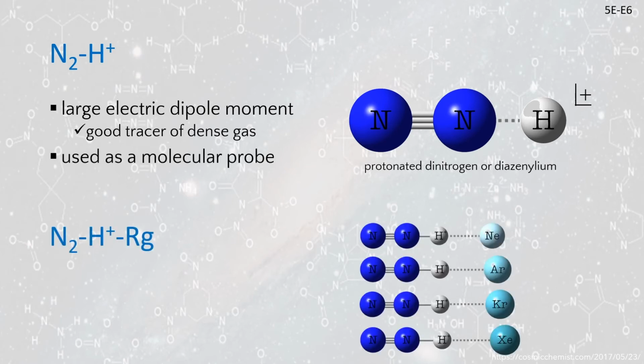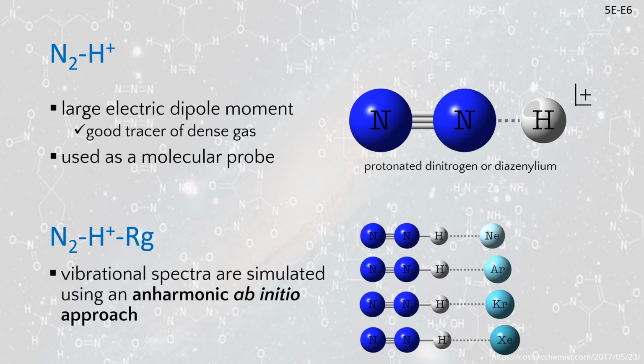In this work, we obtained the vibrational spectra of the protonated dinitrogen tagged by rare gases using an anharmonic ab initio approach. Characterizing proton-bound complexes such as this is vital to the understanding of proton transfer mechanism and to the impact of the astrophysical environment and various processes that lead to molecule formation.